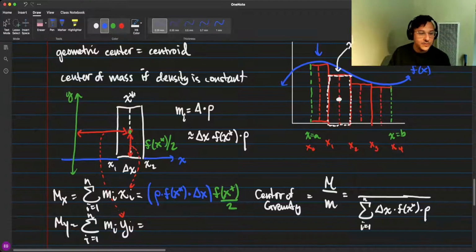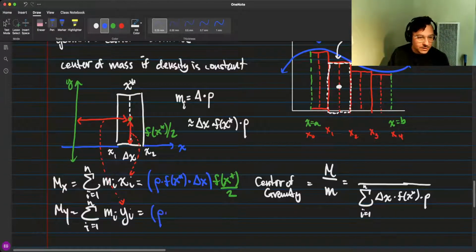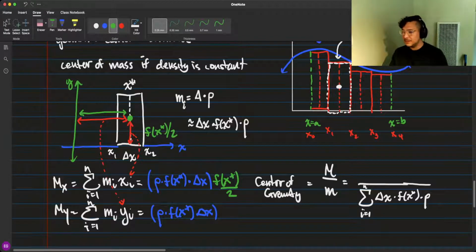Okay, now the same thing happens for the y moment. You have your mass, which is going to be rho times f of x star times delta x. Now, the y value is how far this point right here is from the y-axis. So what is this distance right here that I'm talking about? How far is that point from the y-axis? The height of that point was f of x star. What's the distance of this point over to the y-axis?